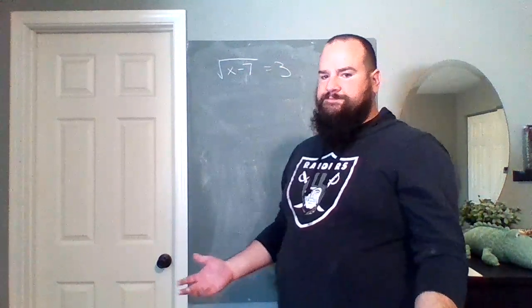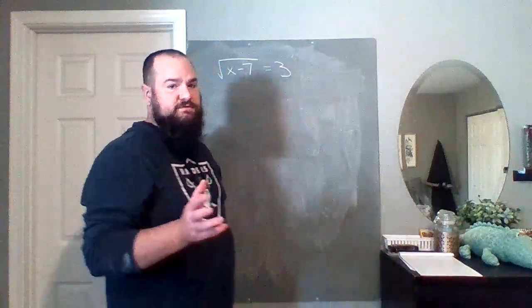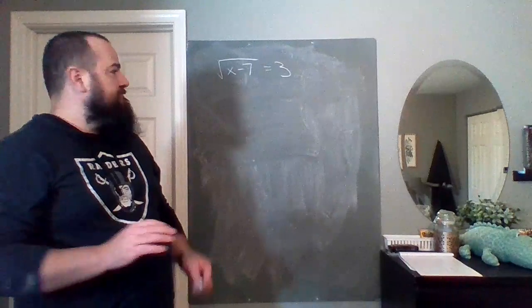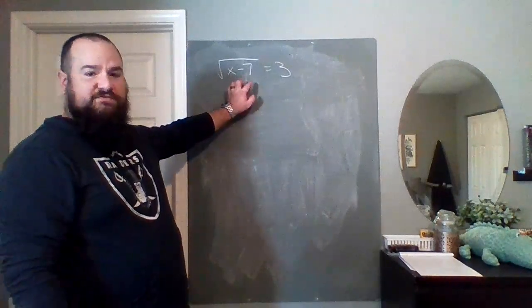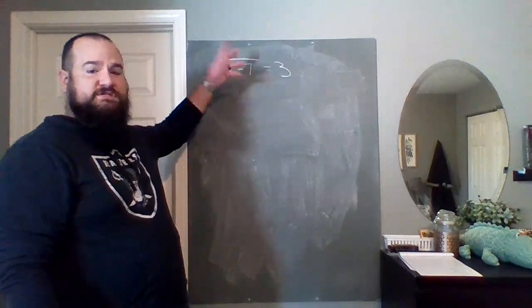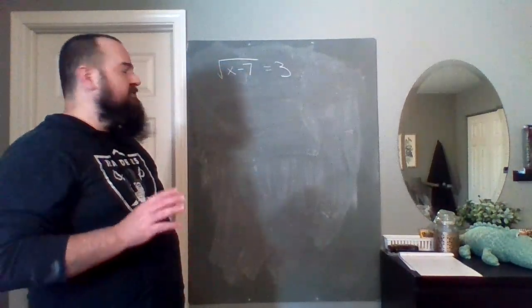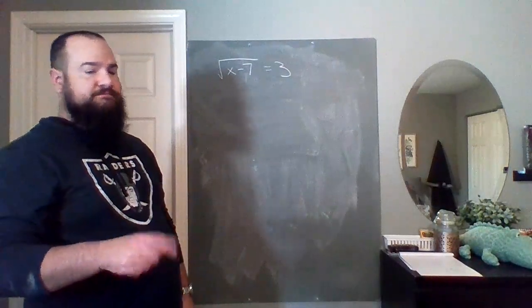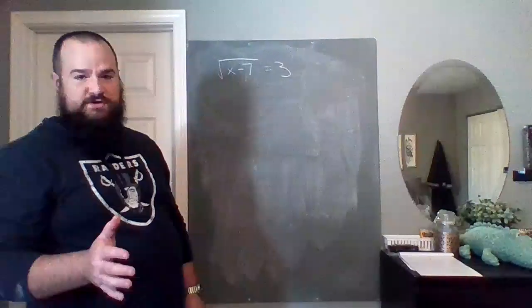So, what do I do? The first thing we want to do is isolate the radical. We need to get that radical sign on one side of the equation. Once we've got that done, which in this problem is already done for us, once that radical is isolated, we square both sides of the equation. Now in this problem, there's really no issues.